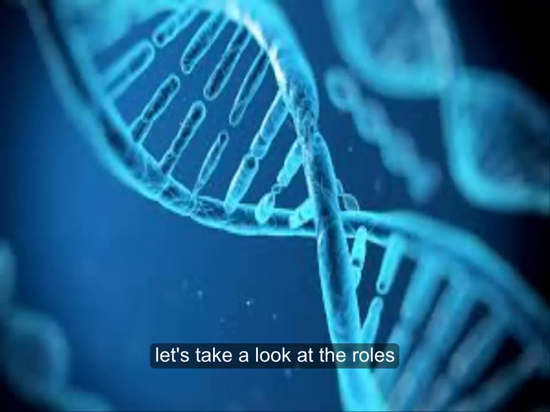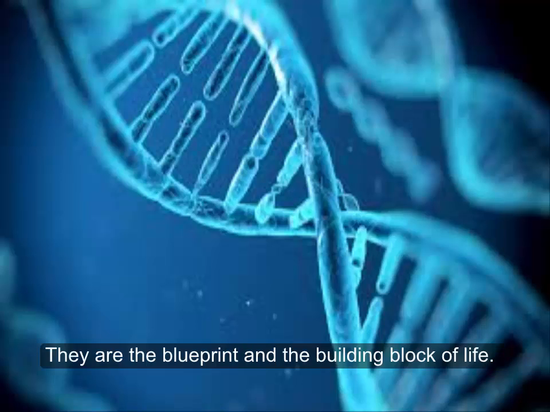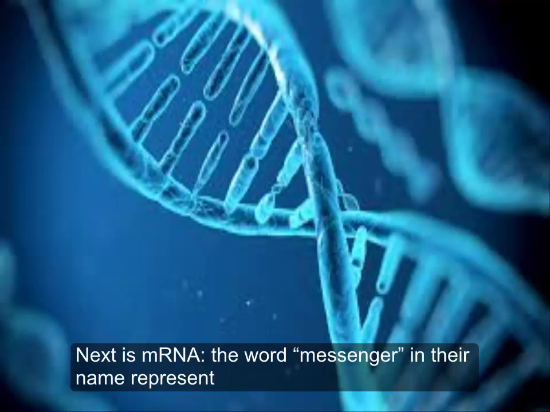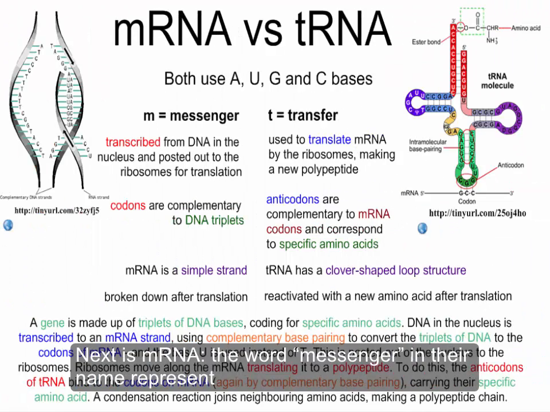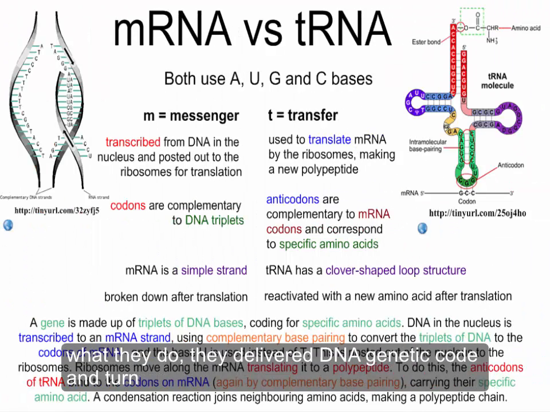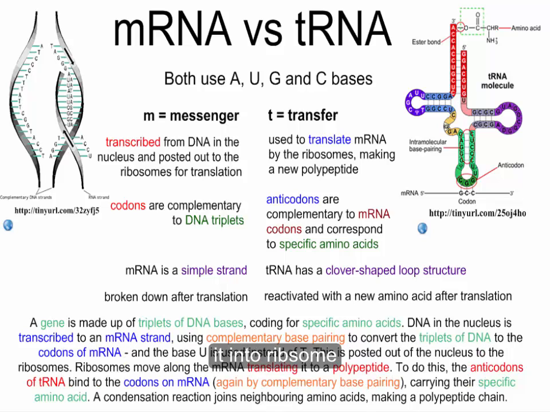First of all, let's take a look at the roles of DNA. They are the blueprint and the building blocks of life. Next is mRNA. The word messenger in the name represents what they do. They deliver the DNA genetic code to the ribosome.